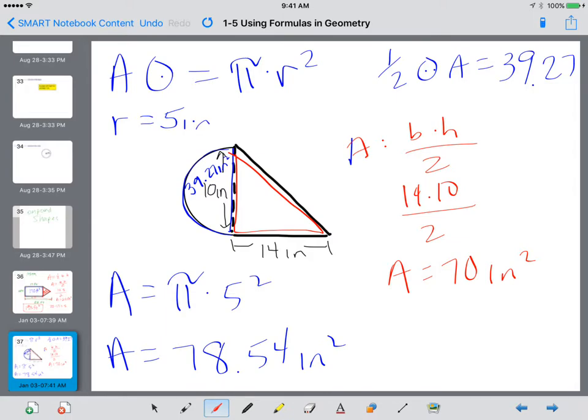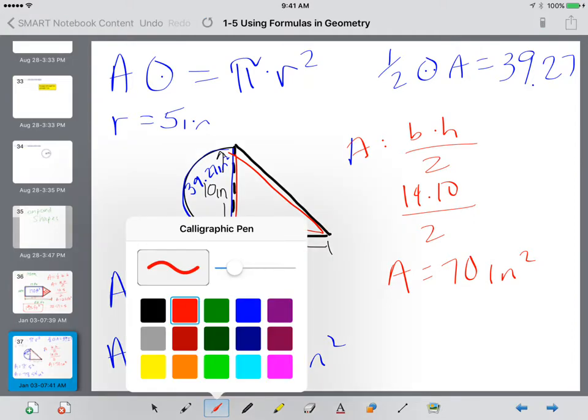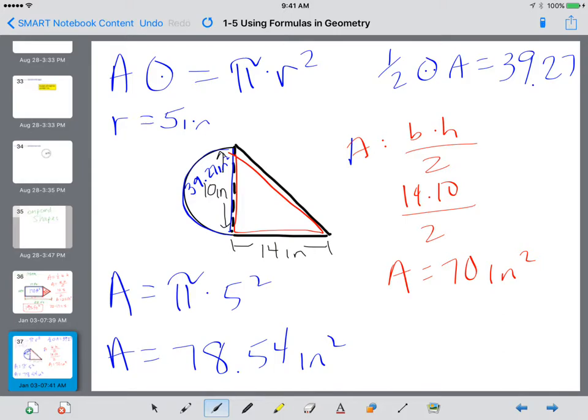If we add it with our 39.27, that means the entire shape, the area of the whole thing, is 109.27 inches squared.